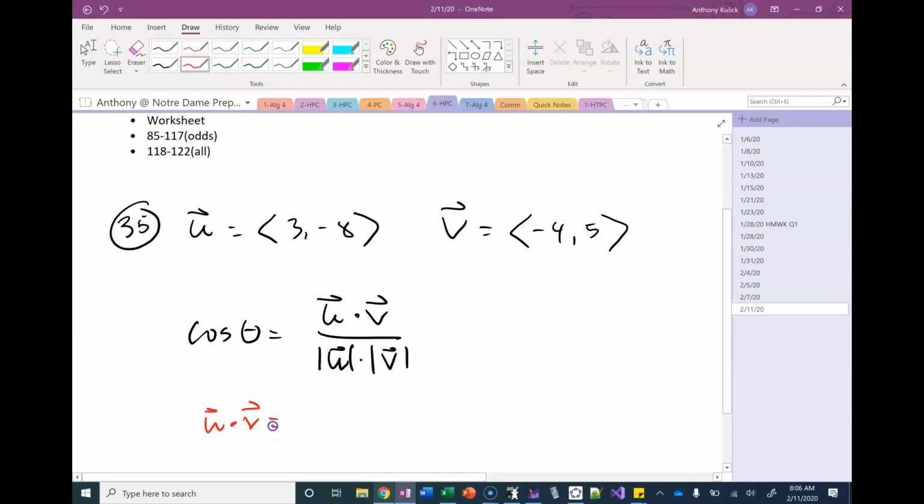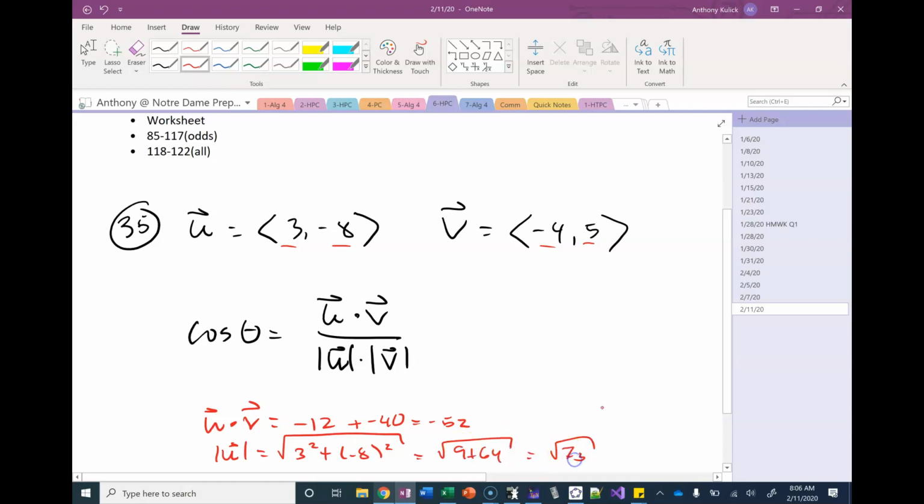So we'll start by just computing the dot product. To do the dot product, I multiply the x coordinates together, and then I multiply the y coordinates together and then add them up. To calculate the magnitude of a vector, that's the x coordinate squared plus the y coordinate squared, all square rooted. That's something that I would expect that you guys have memorized. So the magnitude of u is the square root of 9 plus 64, or square root of 73.